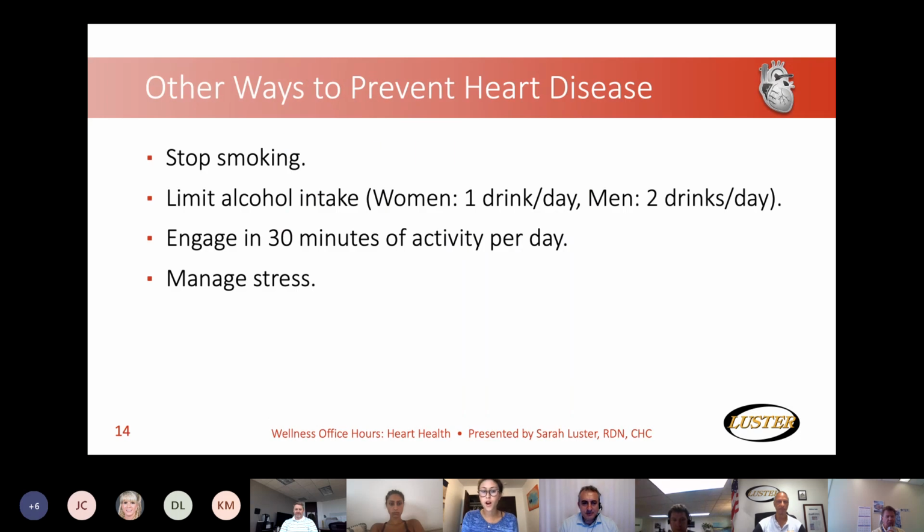And other ways to prevent heart disease: stop smoking. Smoking is honestly one of the leading causes of heart disease. It just really destroys your arteries. Limiting alcohol intake. For women, this is 1 drink a day. For men, this is 2 drinks a day. Engaging in 30 minutes of activity per day, and managing your stress.